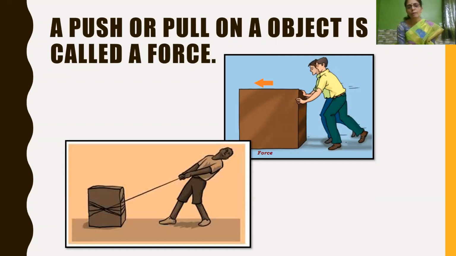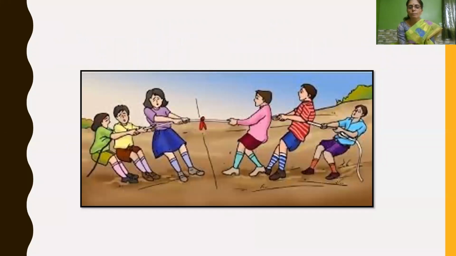Either it may be a push or a pull. So you should know this. A push or pull on an object is called force. And what type of force can you observe in this given figure? It is a pulling force, isn't it? So you should select the option pull.